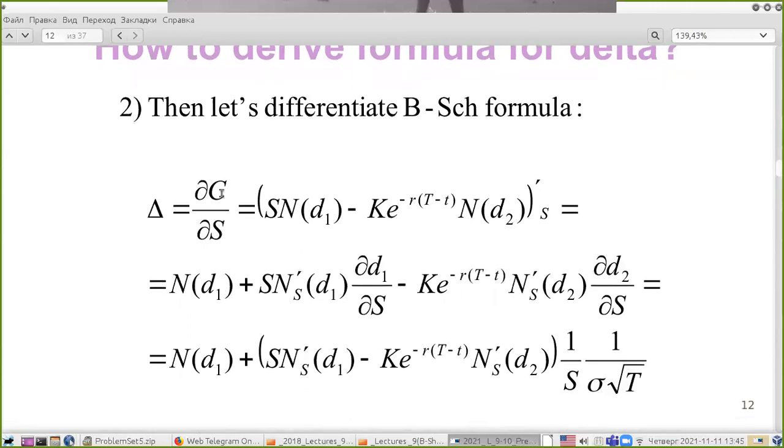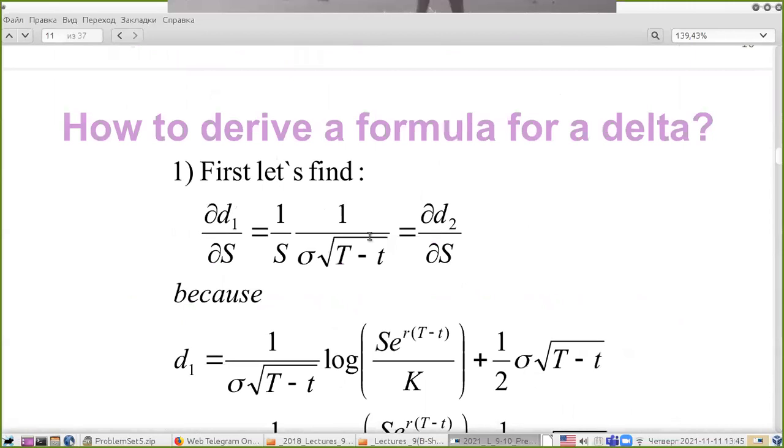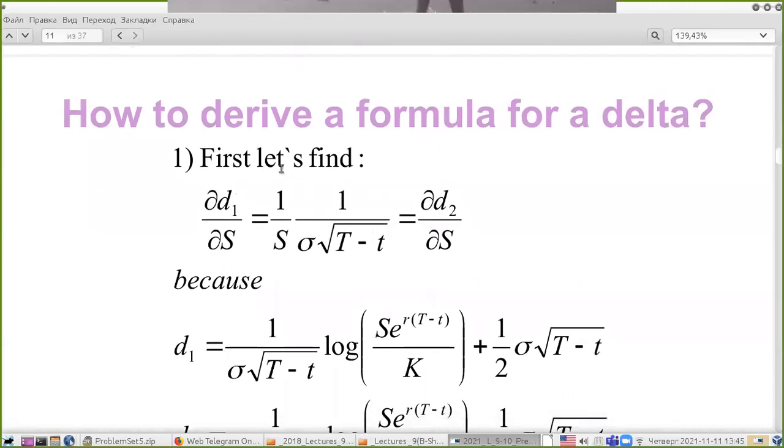We know the formula for C. For a call option, it is the Black-Scholes formula. We only rewrite it, and we need to find derivatives with respect to S, capital S, the stock. You see that in this term there is S. But N is the normal distribution of d1, and d1 depends on S too. So first we would like to find derivatives of d1 and d2 with respect to S.